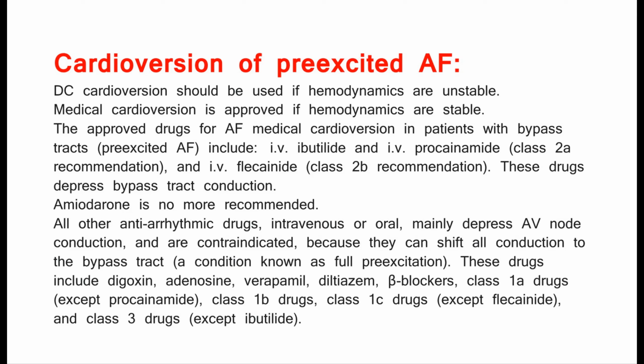All other antiarrhythmic drugs, intravenous or oral, mainly depress AV node conduction, and are contraindicated, because they can shift all conduction to the bypass tract, a condition known as full pre-excitation. These drugs include digoxin, adenosine, verapamil, diltiazem, beta blockers, Class 1A drugs, except procainamide, Class 1B drugs, Class 1C drugs, except flecainide, and Class 3 drugs, except ibutilide.